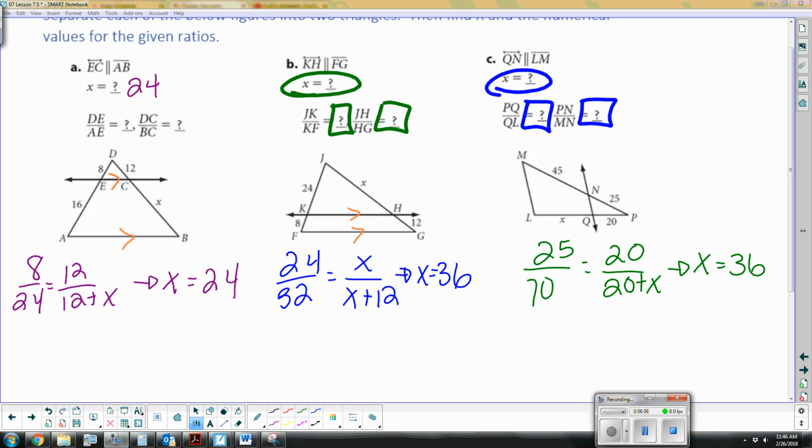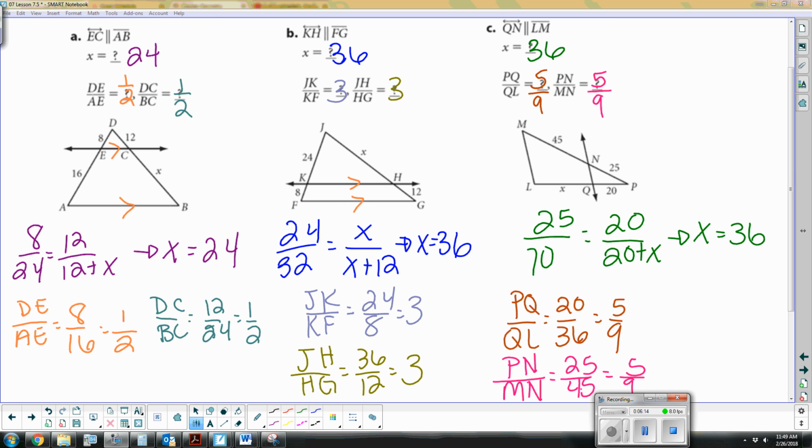When you solved here, you should have gotten for the first one, x is 24, the second one, x is 36, and the third one, x is also 36. Then secondly, for your ratios, the first one, DE over AE is 1/2, and that's the same as DC over BC. The second one, JK over KF, is proportional to JH over HG, and that ratio is equivalent to 3. And the last one, PQ over QL, is proportional to PN over NM, and the ratio is equivalent to 5/9.